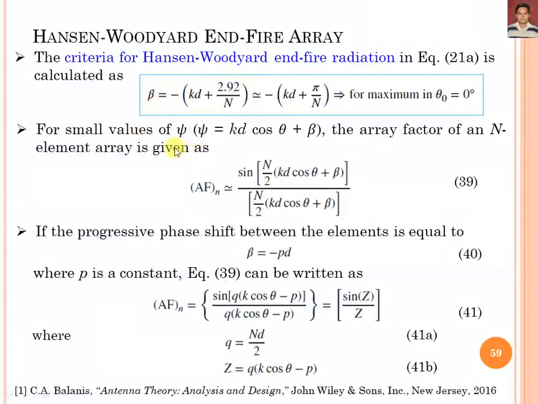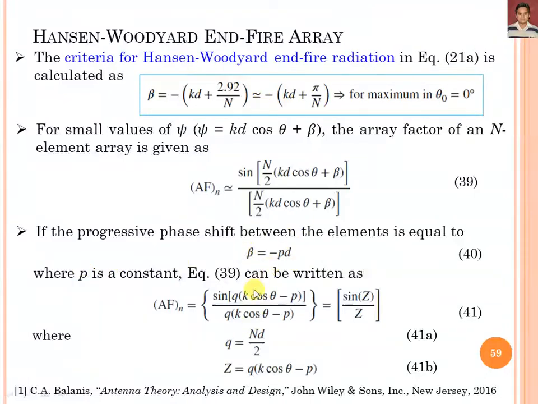For small values, ψ is equal to kd cos θ + β, and the array factor of an N element array can be calculated by using this expression. Here we are considering the value of β equal to −pd, where p is a constant and d is the spacing between elements, to calculate the Hansen-Woodyard criteria for β.